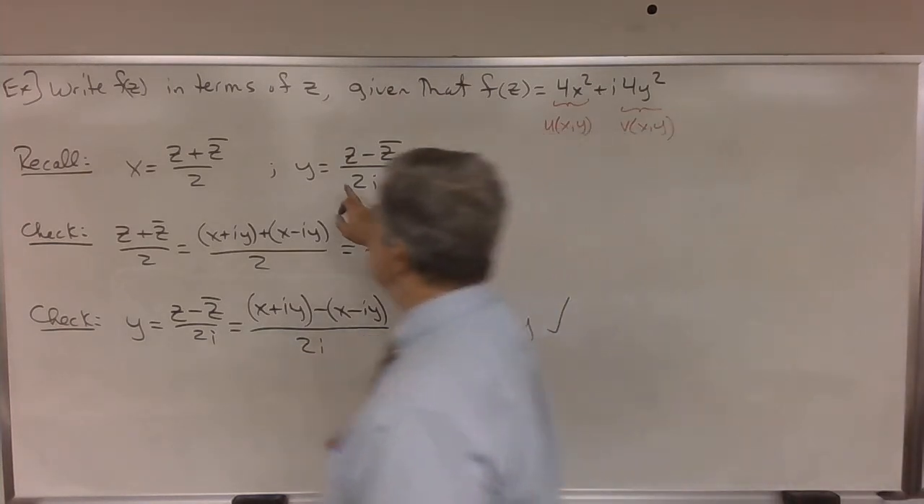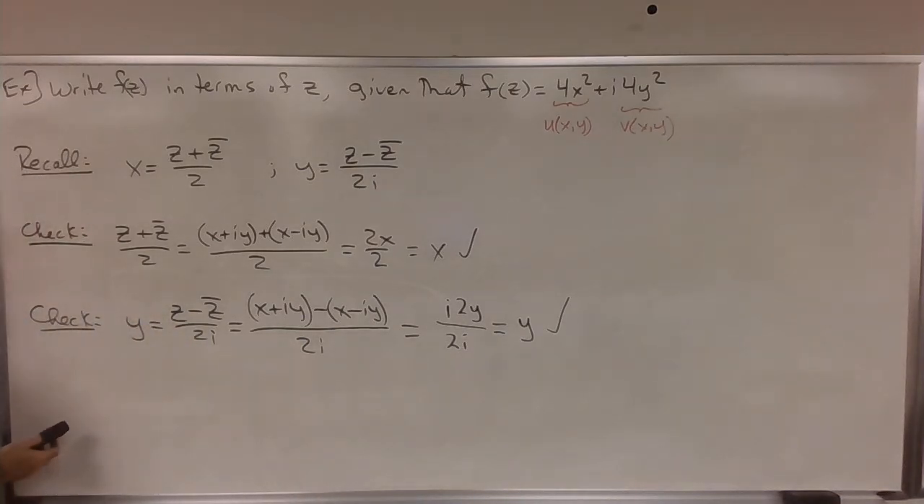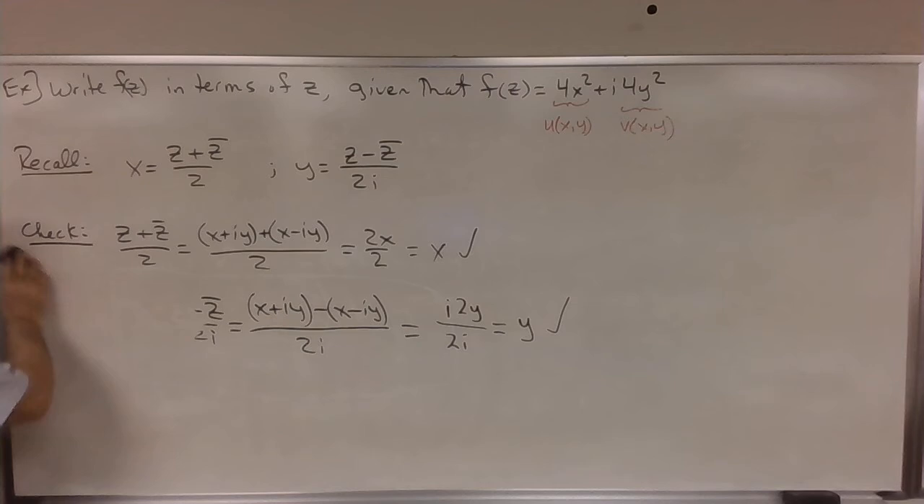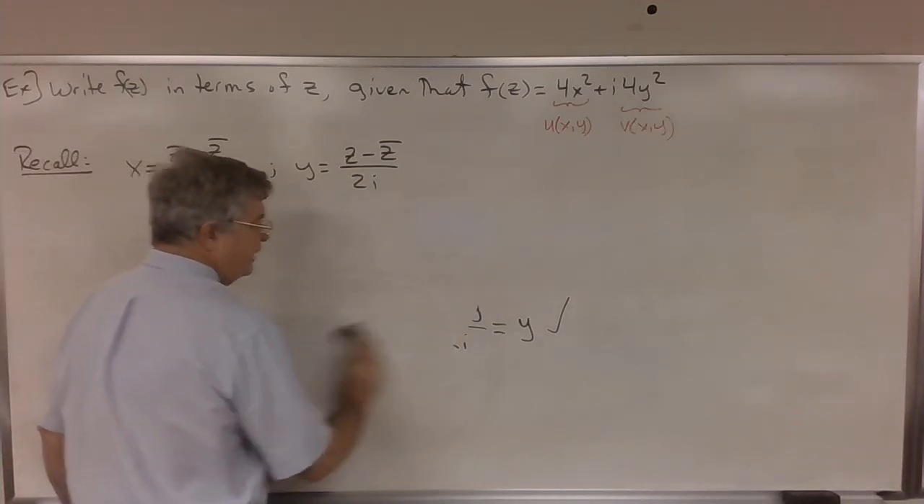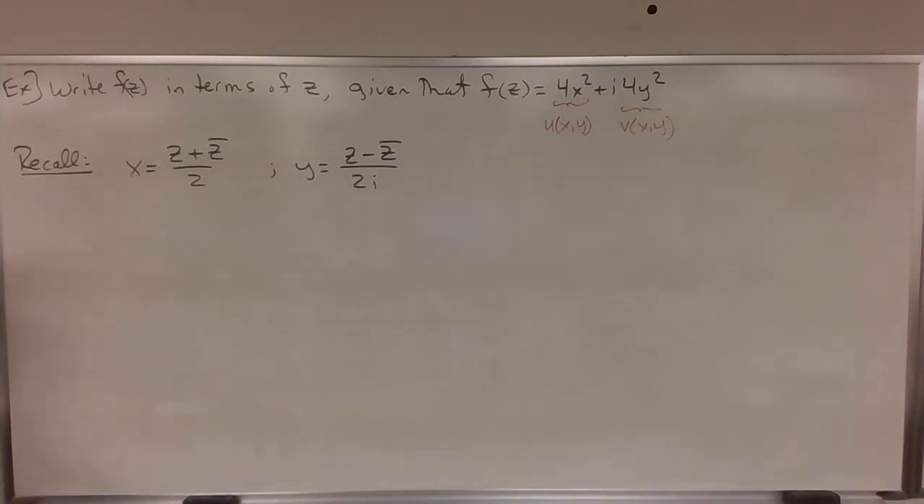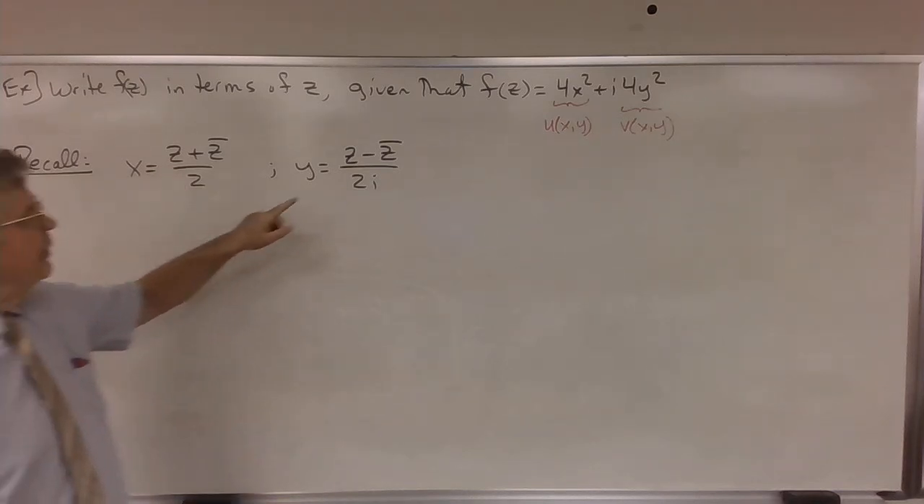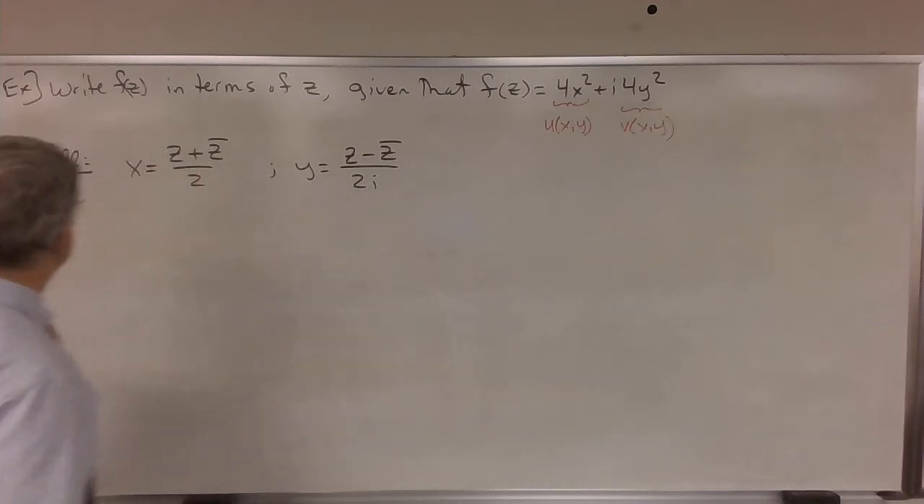So these are going to be the two identities that we use. I just wanted to check them and make sure that I had them written correctly, and also to remind ourselves of where the identities came from in the first place. So here's what we're going to do. We're going to plug this in for x and this in for y in this equation.